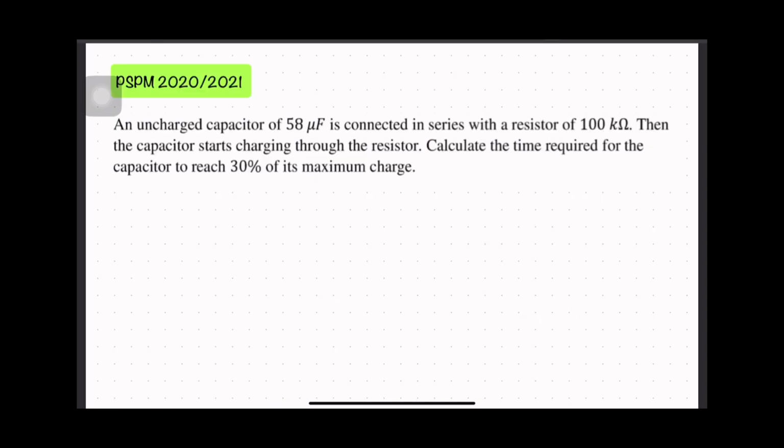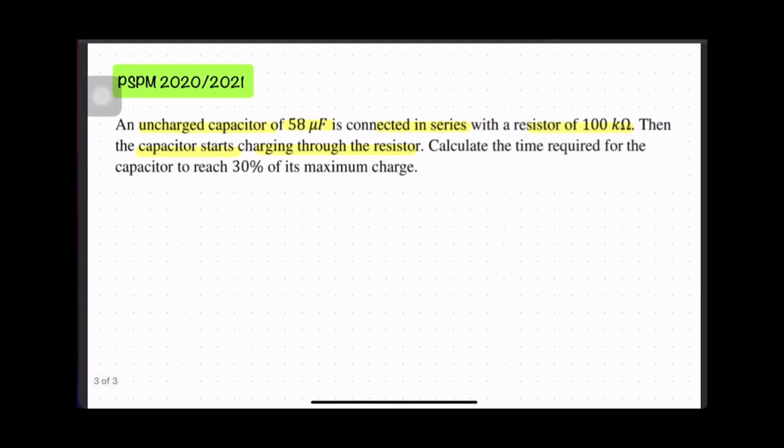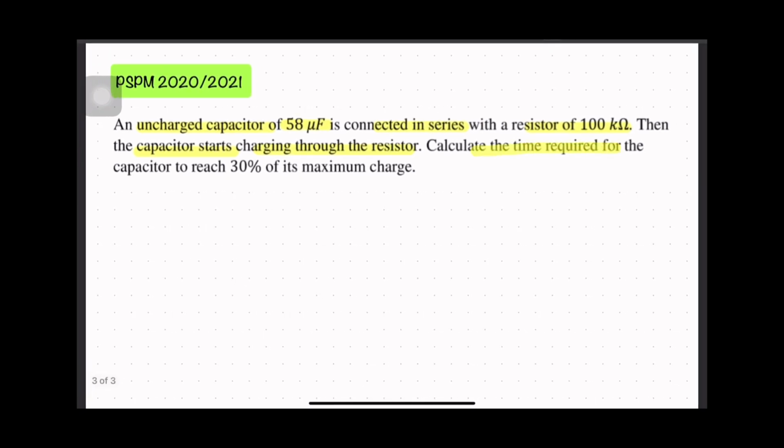Okay, we have PSPM 2020-2021. An uncharged capacitor of 58 microfarad is connected in series with resistor of 100 kilo ohm. And then the capacitor starts charging through the resistor. Means that process dia adalah proses charging. Calculate the time required for the capacitor to reach 30% of its maximum charge.